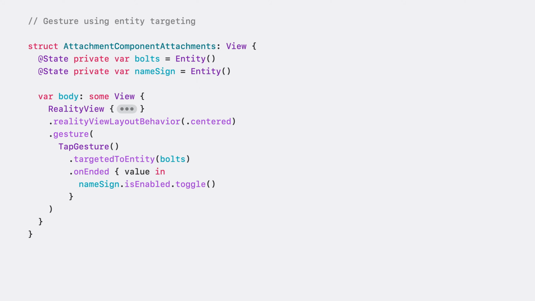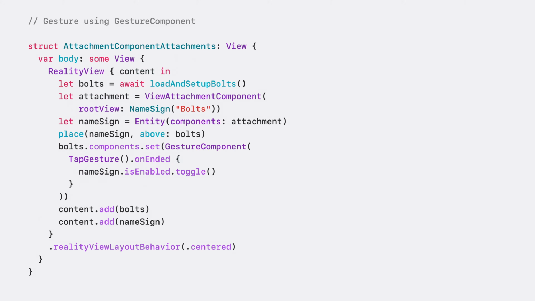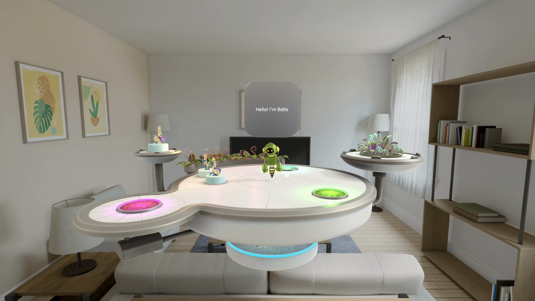Let's explore gestures next. You can already attach gestures to your RealityView using targeted to entity gesture modifiers. New in visionOS 26 is gesture component. Just like view attachment component, you add gesture component to your entities directly, passing regular SwiftUI gestures to it. The gesture values are by default reported in the entity's coordinate space. Super handy. I use gesture component with a tap gesture to toggle the name sign on and off. Check it out. The robot's name is Bolts.